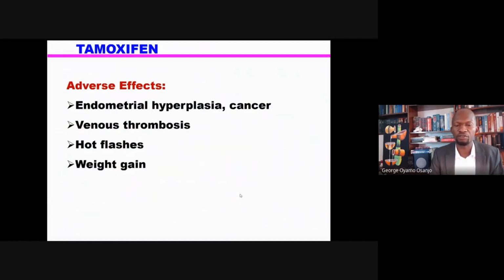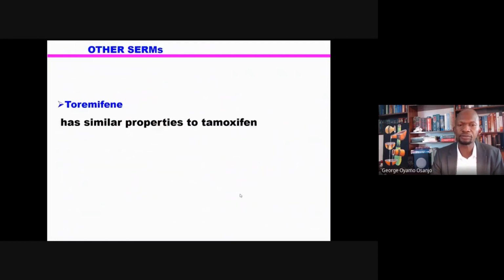Some of its adverse effects are related to its impact on the estrogen receptor. So, for example, in the endometrium, we've already said it leads to proliferation of endometrium. It's also called endometrial hyperplasia, and that may predispose to cancer. It may cause venous thrombosis, hot flashes, and weight gain. The other SERM, toremifene, has a similar profile and similar pharmacological properties as tamoxifen.